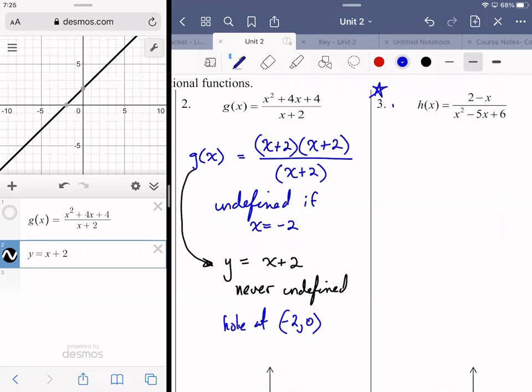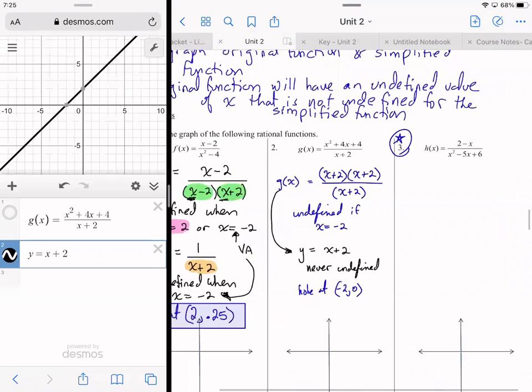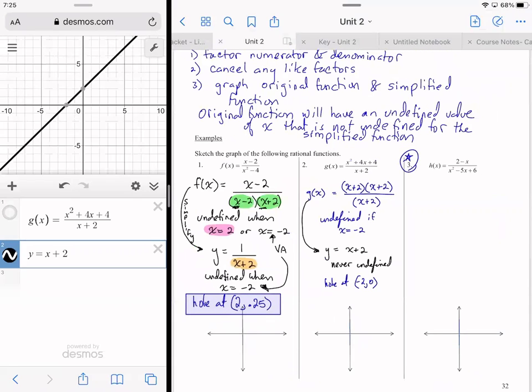I'm going to put a star on number 3. Give that a shot. And just like the last page, we're not worried about creating the graph, because that's what Desmos is for. So I'm going to stop the recording.